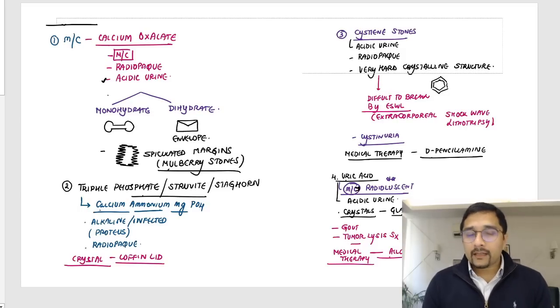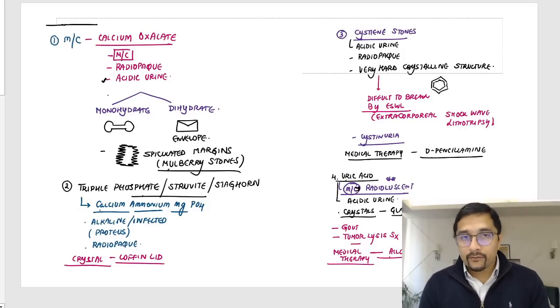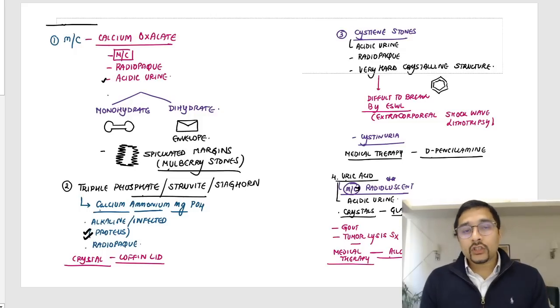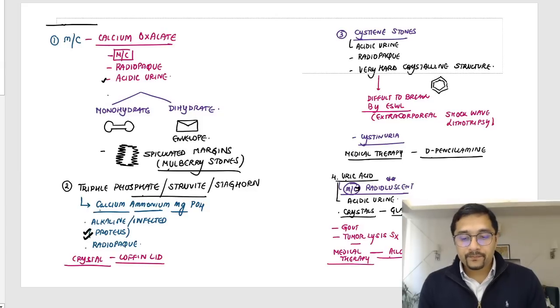They are formed in alkaline urine, which is usually infected due to Proteus, and this has also been asked in the exam. These are also radiopaque and they can grow up into large stones before they become symptomatic. Cystine stones are very hard stones, they are the hardest stones and they have a crystalline lattice. They are formed in acidic urine.